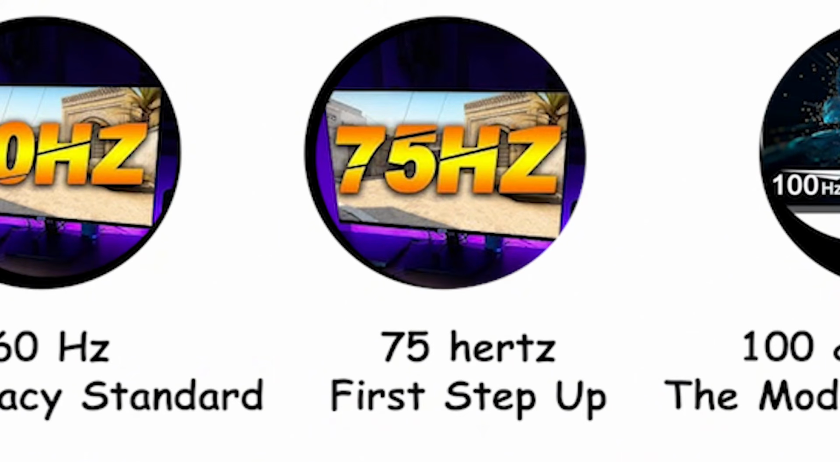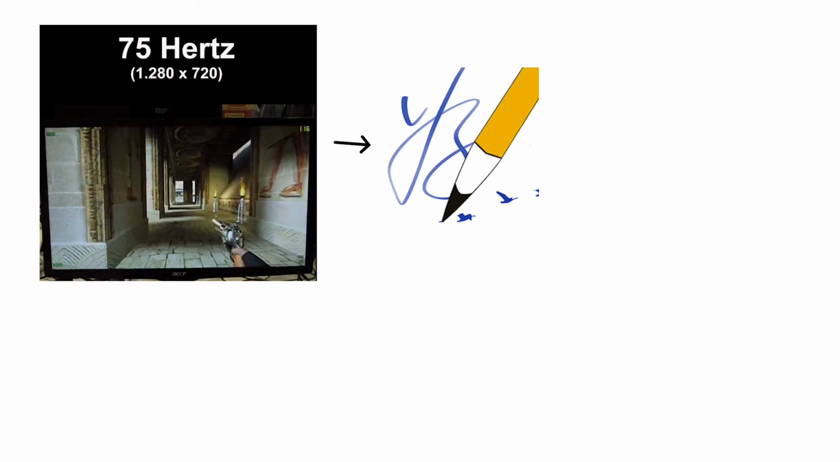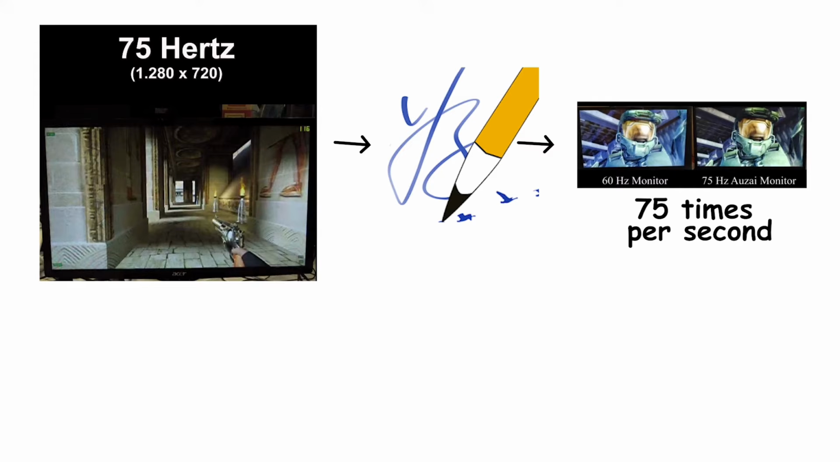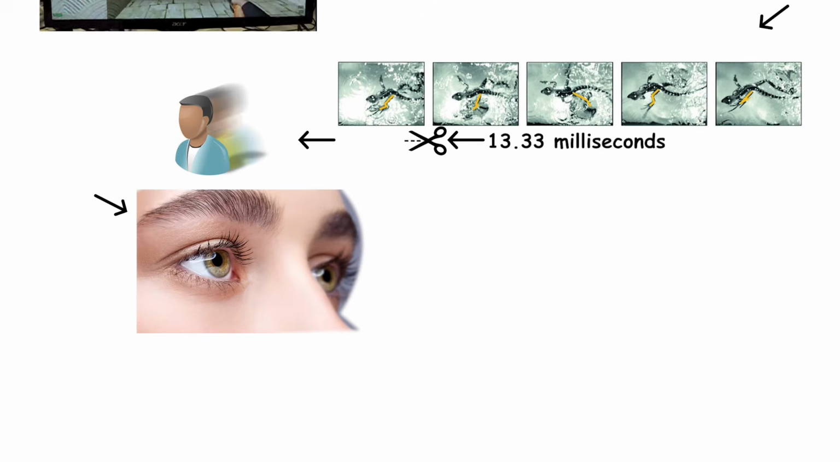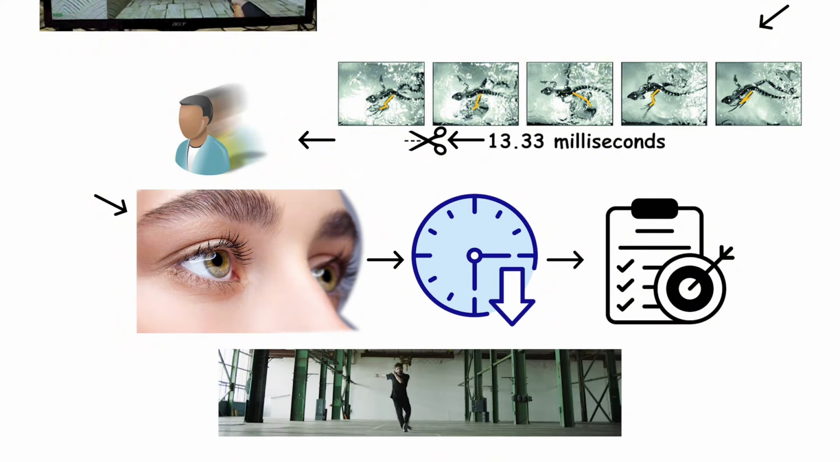75 Hz. First step up. 75 Hz redraws the image 75 times per second, so each frame is visible for about 13.33 milliseconds. That shorter hold time trims motion blur compared to 60 Hz, because your eyes have less time to smear a held frame while tracking movement.